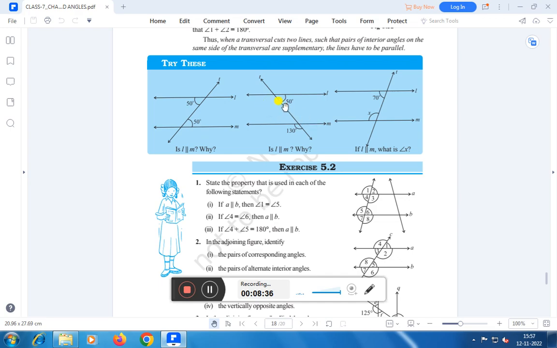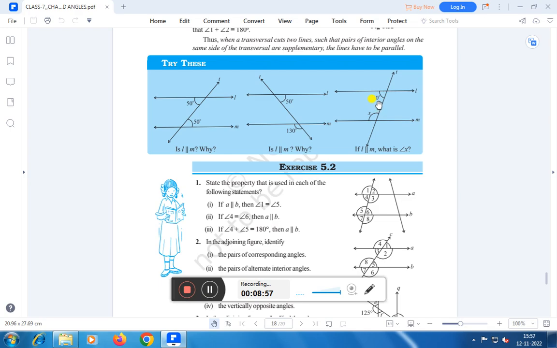Here you see this is 50 degrees, right? This is 130 degrees, therefore this will be 50 degrees. These alternate interior angles are equal, then we can say that L and M are parallel to each other. Here also there are two lines L and M, and here you see if the sum of the interior angles is 180 degrees, then they are parallel, right?